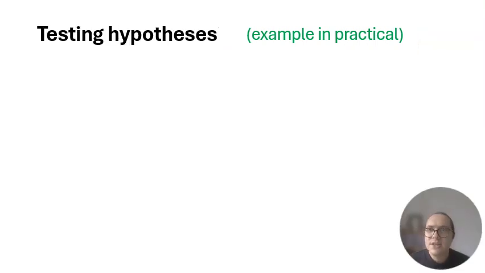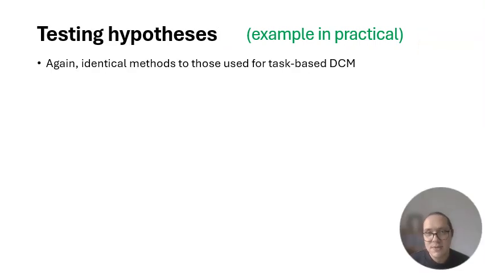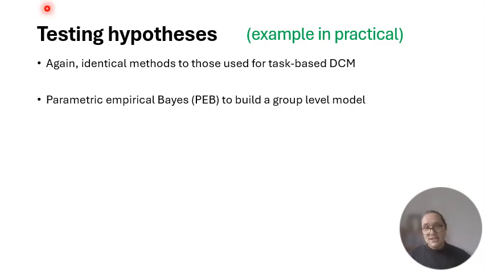And then testing hypotheses. Again, this is going to use identical methods to those used in task-based DCM. And specifically, it's going to use a methodology called parametric empirical Bayes. And what parametric empirical Bayes does is it basically takes our estimated individual level connectivity parameters to the group level and models them as hypothesized group differences.